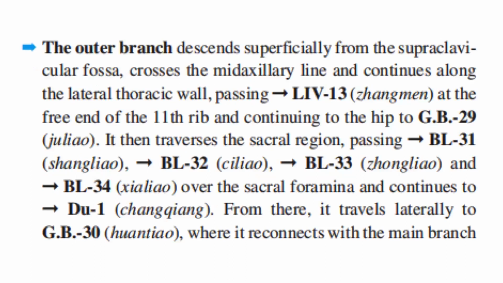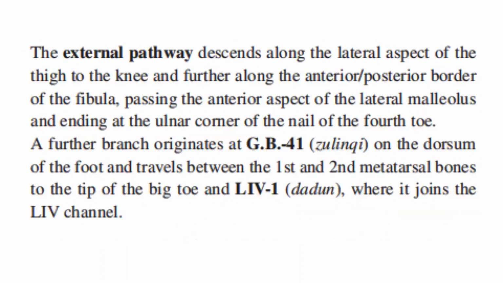The second branch, the outer branch, descends superficially from the supraclavicular fossa, crosses the mid-axillary line and continues along the lateral thoracic wall, passing liver 13 at the free end of the 11th rib and continuing to the hip to GB29. It then traverses the sacral region, passing bladder 31, bladder 32, bladder 33 and bladder 34 over the sacral foramina and continues to Du-1. From here, it travels laterally to GB30, where it reconnects with the main branch.